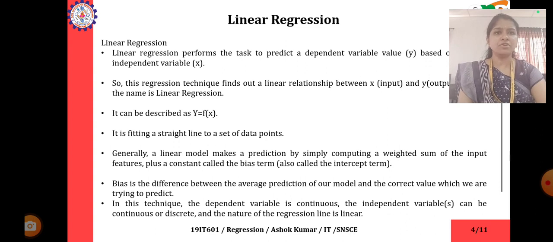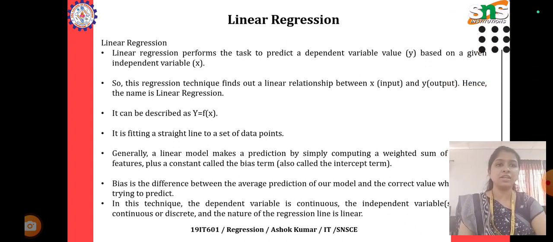Linear regression performs the task to predict a dependent variable value based on a given independent variable. So, this regression technique finds a linear relationship between x input and y output. Hence, the name is linear regression. It can be described as y is equal to f of x. It is fitting a straight line to a set of data points.